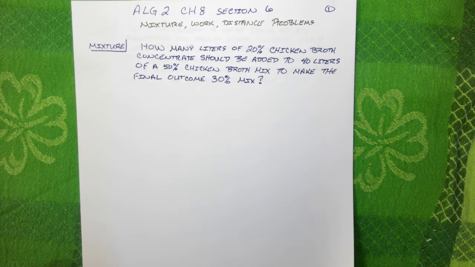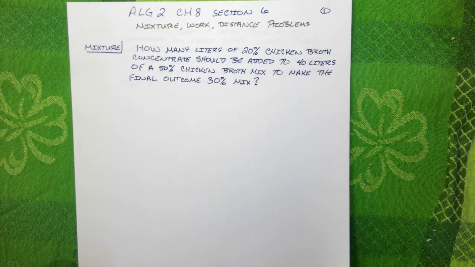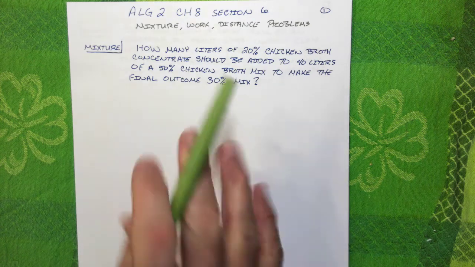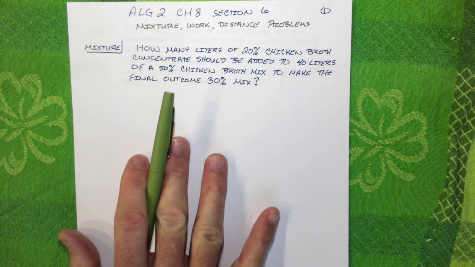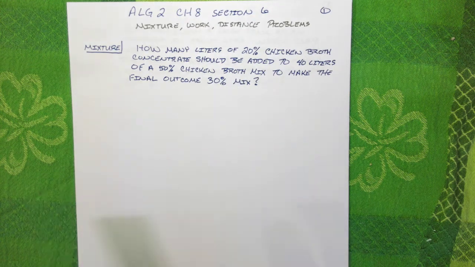All right, this is the second part of Chapter 8, Section 6, and the problems are called mixture problems, work problems, distance problems. Now, with these, the best way to go through them is through some examples. I'm going to go through some examples right now. Later, I will post another video with some more examples just to give you a little extra help, if you will, in terms of working through these things.